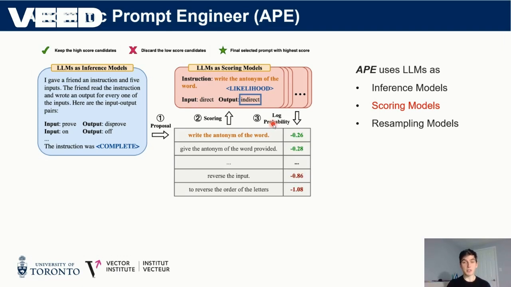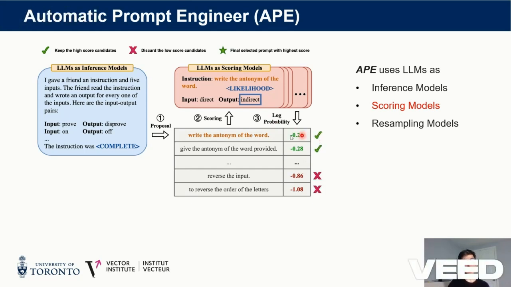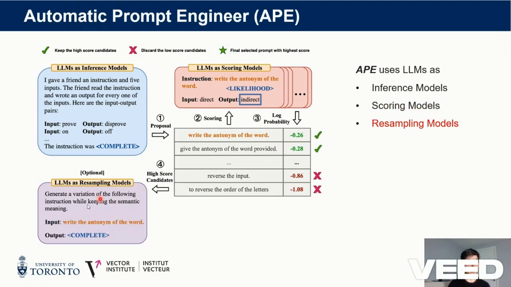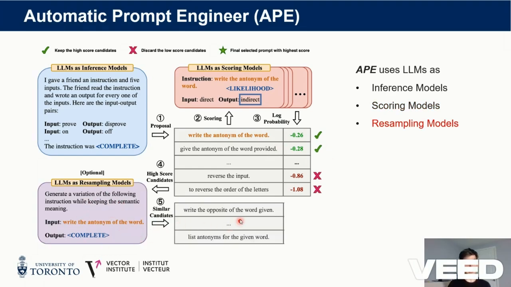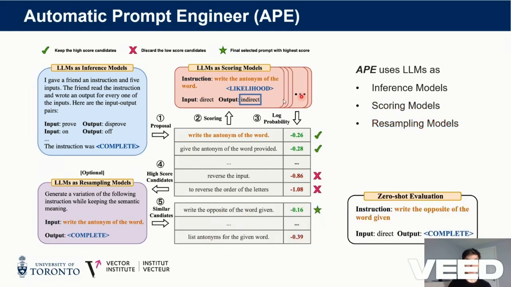Now we can stop here and simply output the instruction which has the highest score, and in practice, we find this works very well. Or we can take the top few instructions and generate instructions which are similar to these. Now that we've generated instructions, we score these as well. And our final optimized prompt will be the best performing instruction out of all generated instructions.